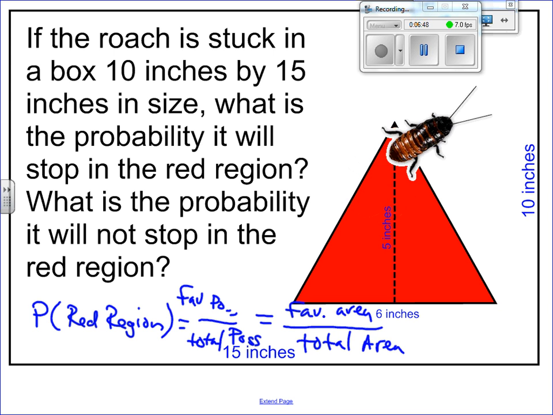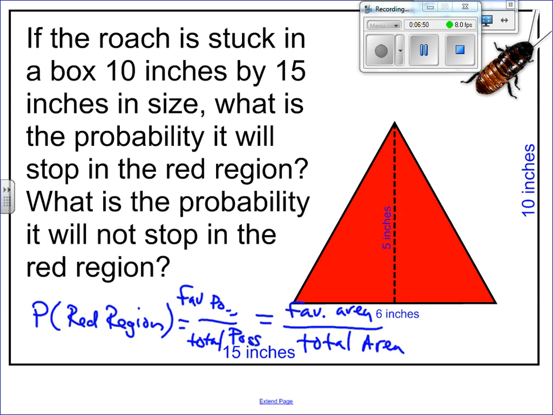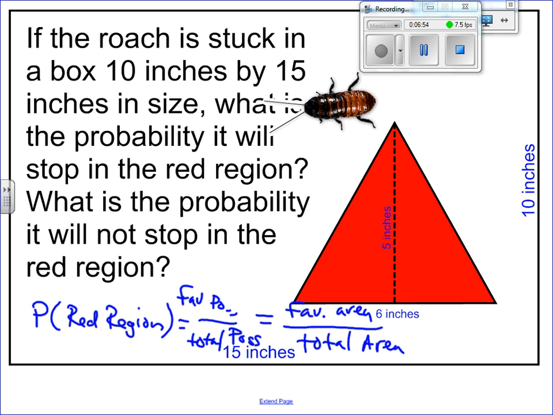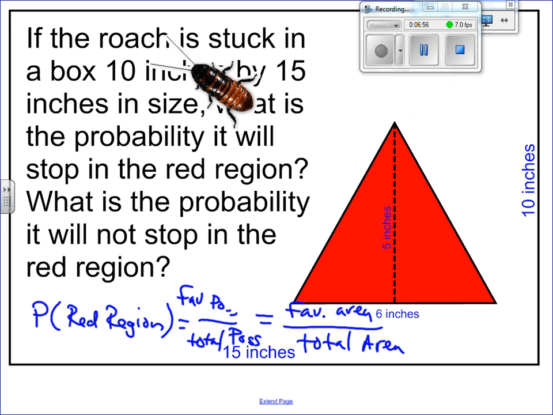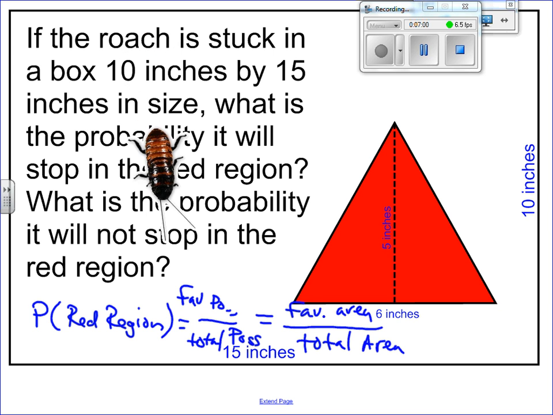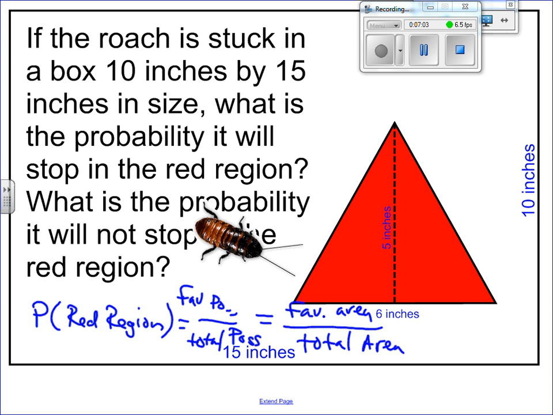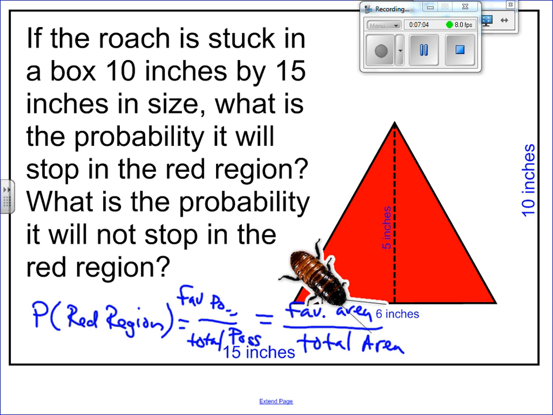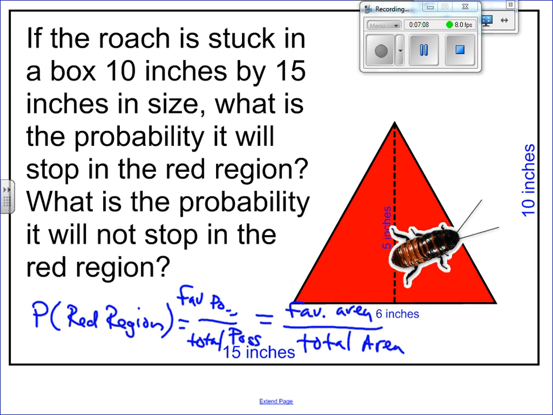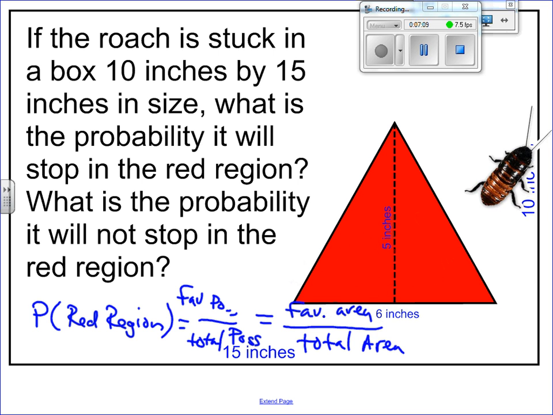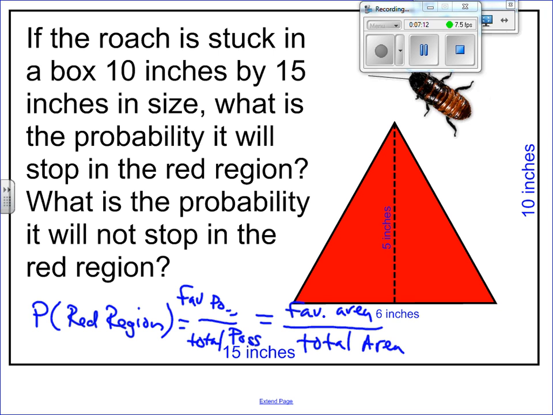Okay, does everybody have the shapes drawn? Matter of fact, what kind of shapes do we have here? Because if we're talking about area problems, and we want to know the favorable area divided by the total area for our basic fundamental probability question, what's the probability of the roach landing or stopping in the red region, then we have to know how to find the area of our shapes.